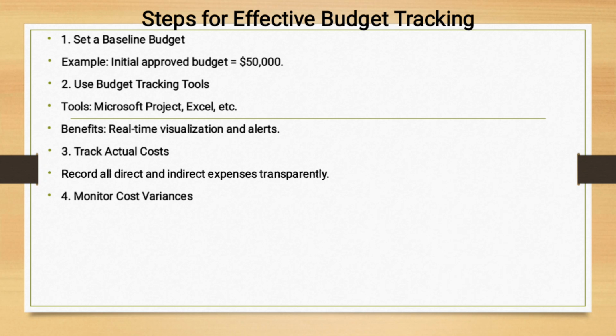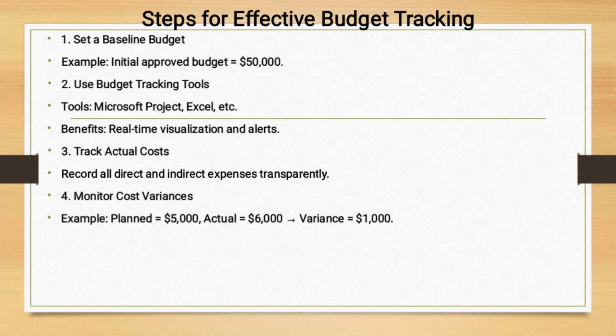Number four step, it's monitor cost variance. We have an example where your planned cost is $5,000. Then the actual cost after doing the project is found to be $6,000. That means the variance, where you're saying planned cost minus actual cost, is $1,000. That difference between the actual and the planned is the variance.